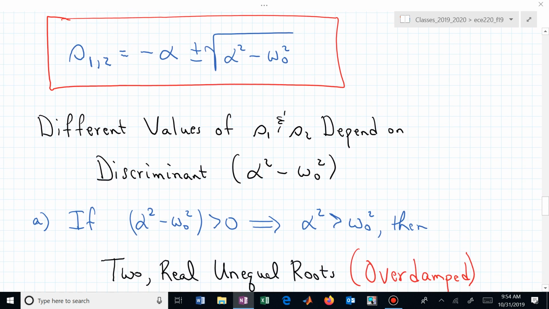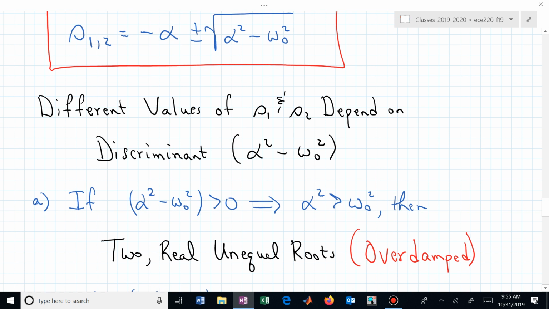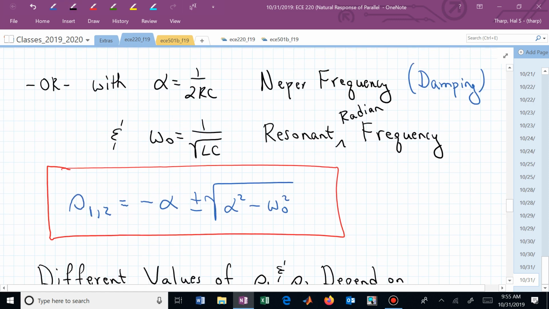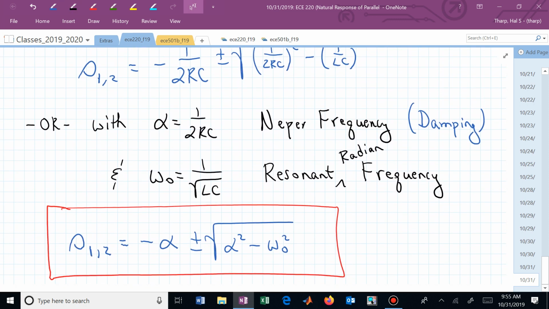If what's underneath that square root sign is positive, if we are calculating this, we found our Neper frequency, 1 over 2RC, and we found our natural frequency, 1 over the square root of LC. We square them and compare them. We say, oh, alpha squared minus omega squared is greater than 0. Or alpha squared is greater than omega 0 squared. What was alpha called? What were we calling alpha? The Neper frequency, or the damping.